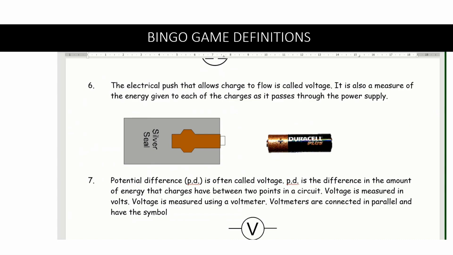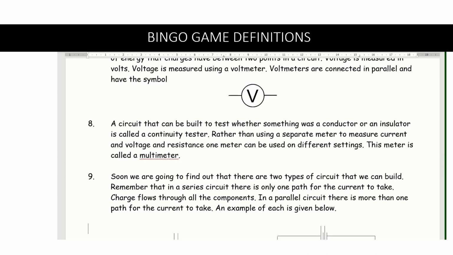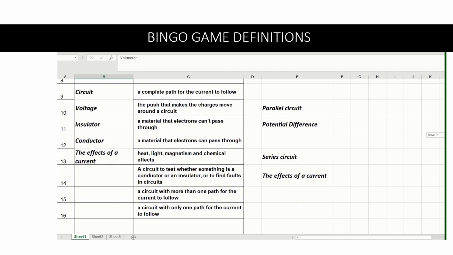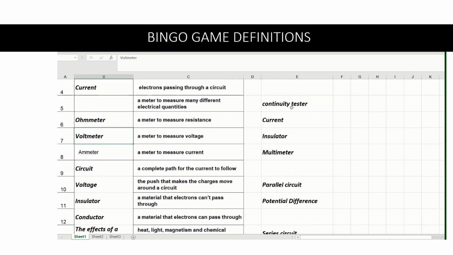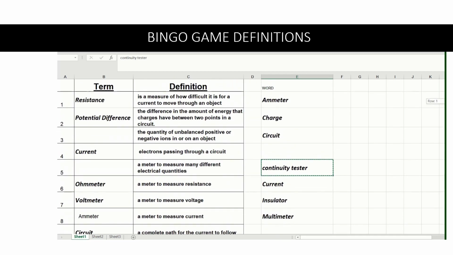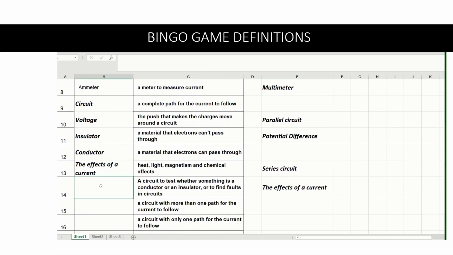Voltmeters are connected in parallel, we'll explain that later, and have the symbol V in a circle. A circuit that can be built to test whether something was a conductor or an insulator is called a continuity tester. Bingo! Now you made one of those when you made your own circuits, or when you tested materials such as the scissors. That was a continuity tester. So it is a circuit to test whether something is a conductor or an insulator.